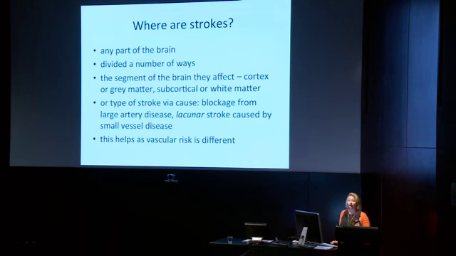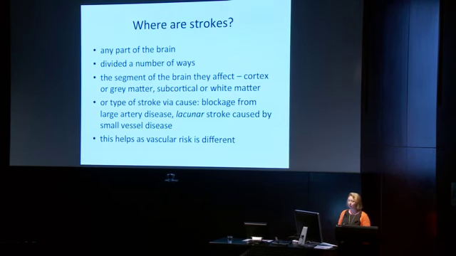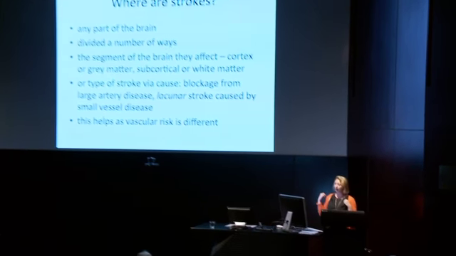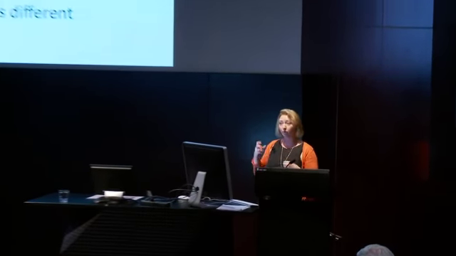Strokes can occur in any part of the brain, and many of you would have family members or have suffered a stroke yourself or know people. When we think about them, we define them in a number of ways about where they affect, whether they affect the outside of the brain, the grey matter of the brain, or the white matter, the deeper structures. And we also think about what caused the stroke. Was it a blockage of a big artery in the brain or a big artery in the neck or a clot coming from the heart? Or was it caused by a very small blood vessel in the brain blocking off?